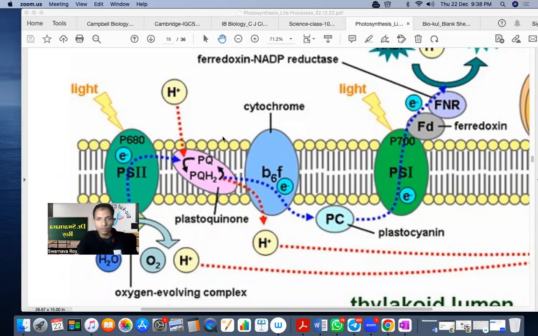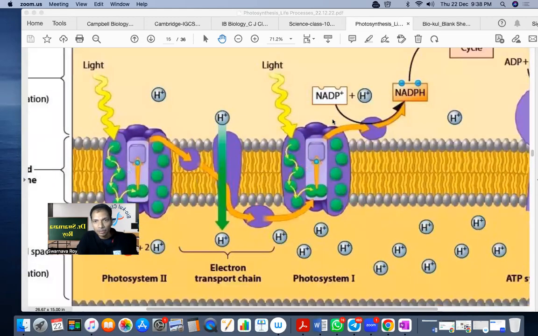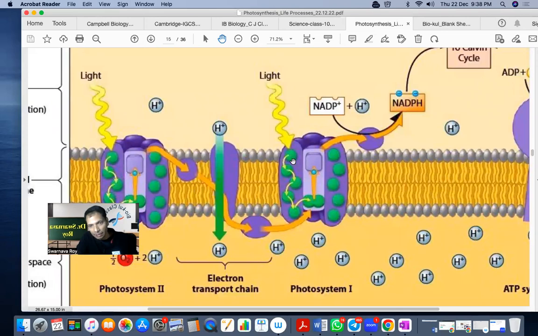So we can go back to the previous figure. You see the similar thing is happening. It's accepting light, and then again the excited electrons are transferred from one pigment to another, finally reaching the reaction center. From the reaction center, it is going to the primary electron acceptor. Now, from the primary electron acceptor, it is going to a different set of electron carriers.